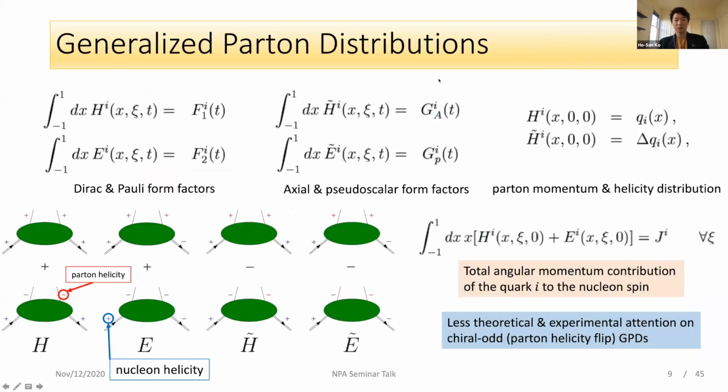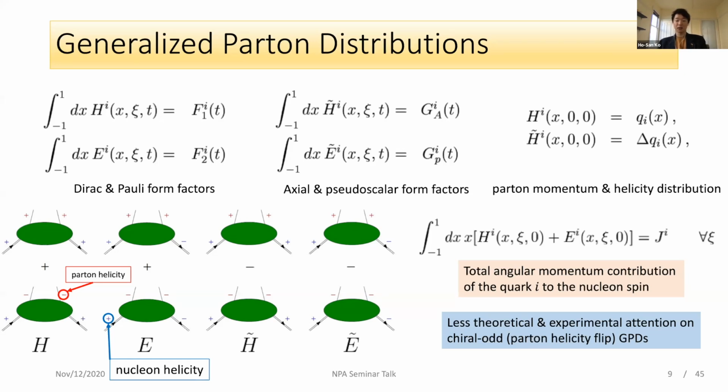And here are some examples of the properties of the chiral even GPDs at leading twist. At the parton level, shown here in red, the GPDs without the tilde overhead correspond to the averages over the parton helicity, and with the tilde represent the difference of the parton helicity. And at the nucleon level, GPD H conserves the nucleon helicity, while GPD E flips it.